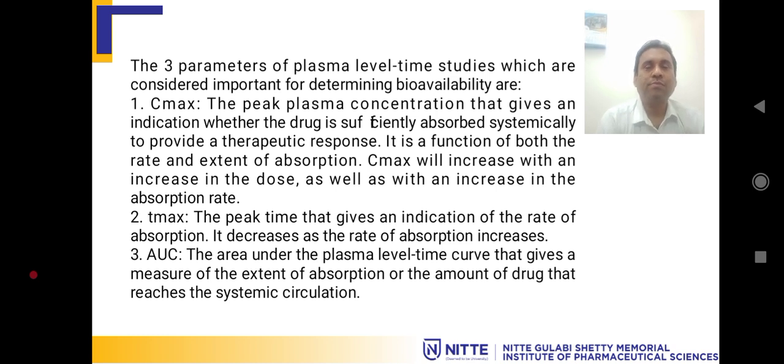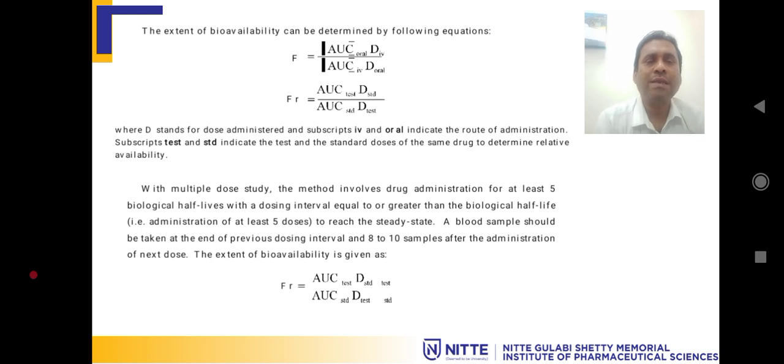Tmax, time maximum, the peak time, gives the indication of the rate of absorption. It decreases as the rate of absorption increases. AUC, what is AUC? AUC is the area under the plasma level time curve that gives a measure of the extent of absorption and the amount of drug that reaches the systemic circulation. Now, let us understand these parameters.